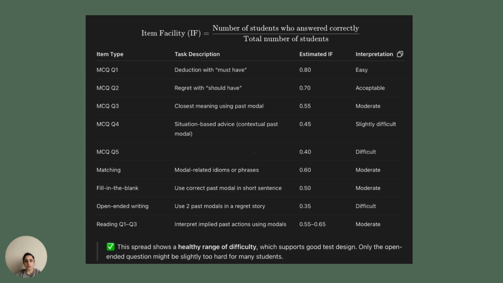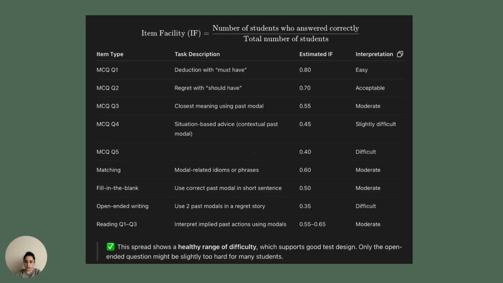Okay, let's look at the MCQ one. It's easy. And MCQ two, the estimated item facility is 0.70, which is acceptable. And the MCQ3, 0.55, it's a moderate one. And MCQ4, 0.45, which is slightly difficult. And the MCQ5 was really difficult. Okay, and the matching was moderate, fill in the blank moderate, open-ended difficult.